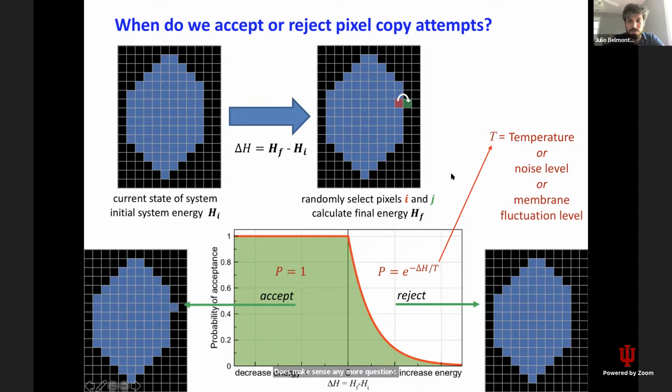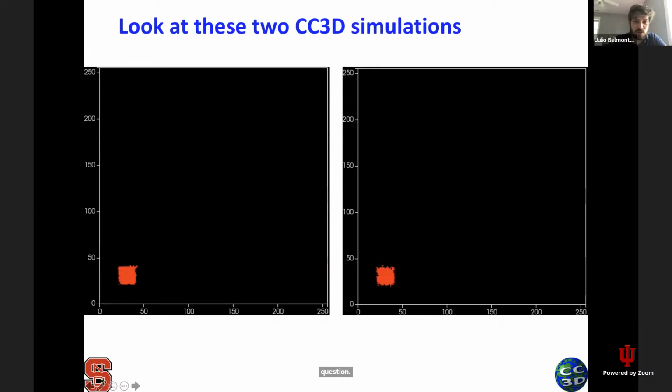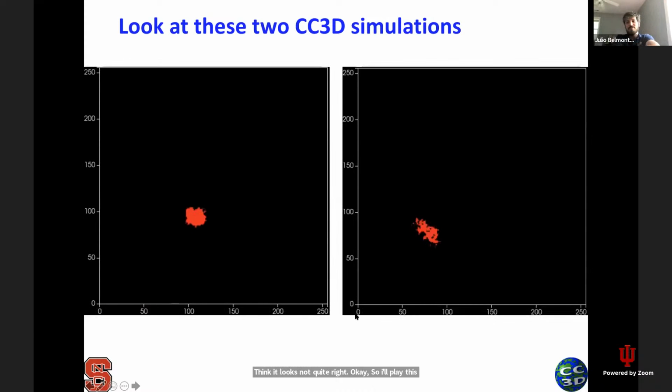Okay, so with this very basic introduction, I want now to ask you a question. I want you all to look at these two simulations of a cell moving. Compare them, and tell me which one you think looks more correct, and which one looks not quite right. I'll play this one and this one, and I want you to write in the chat which simulation is more believable, which one looks right and which one looks wrong.